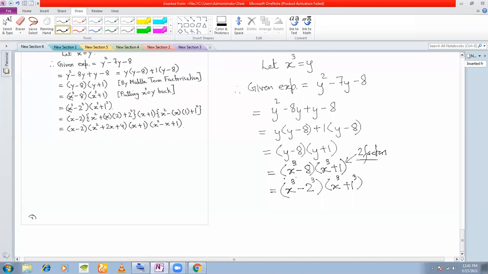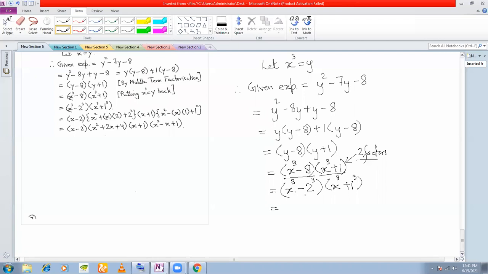But you see that this factor can be further factorized into two factors, and this also can be further factorized into two factors. That is why we have written x cube minus 2 cube and x cube plus 1 cube. Every time it's not possible, okay, but in some cases it will be possible. After you obtain two factors, it will be possible to factorize further.